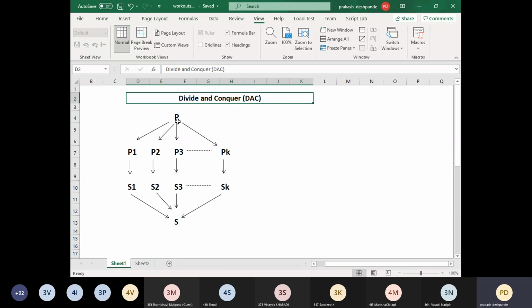Dividing into subparts. Solving individually and then combining again. Okay, fine. Anybody else?